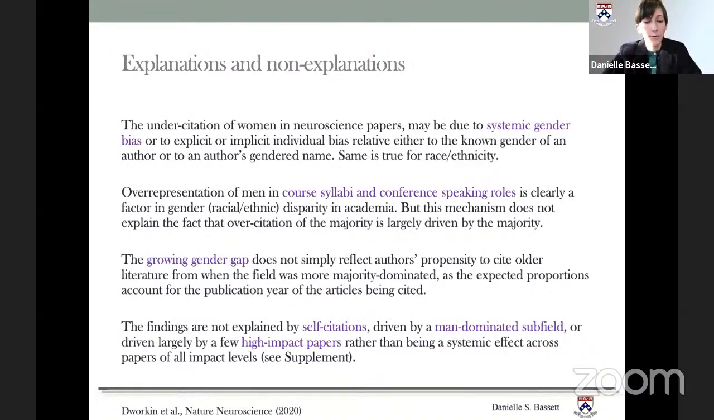Number 2, the overrepresentation of men in course syllabi and conference speaking roles is clearly a factor in gender, racial, and ethnic disparity in academia, but this mechanism does not explain the fact that overcitation of the majority was largely driven by the majority. We all take the same courses, we all go to the same conferences, so imbalances there are unlikely to explain gender differences in the way in which we're citing.